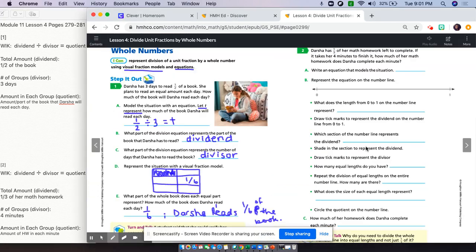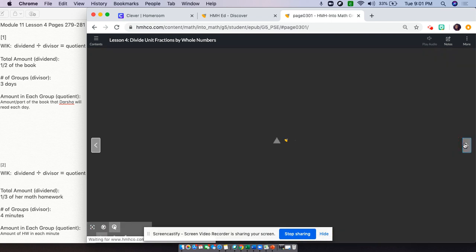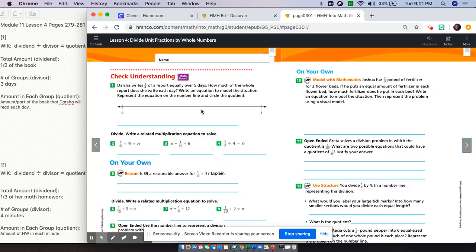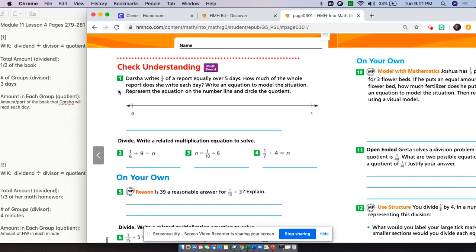All right, don't forget, after this, you also have your check understanding, which is again very similar to the problems that I just went over for you. You're completing numbers 1 through 4. Darsha continues with her homework. She writes 1/4 of a report equally over 5 days. How much of the whole report does she write each day? Again, identify what your dividend is, what is your total amount, your divisor, which is the number of groups, and then finally your quotient, which is the amount in each of those groups.